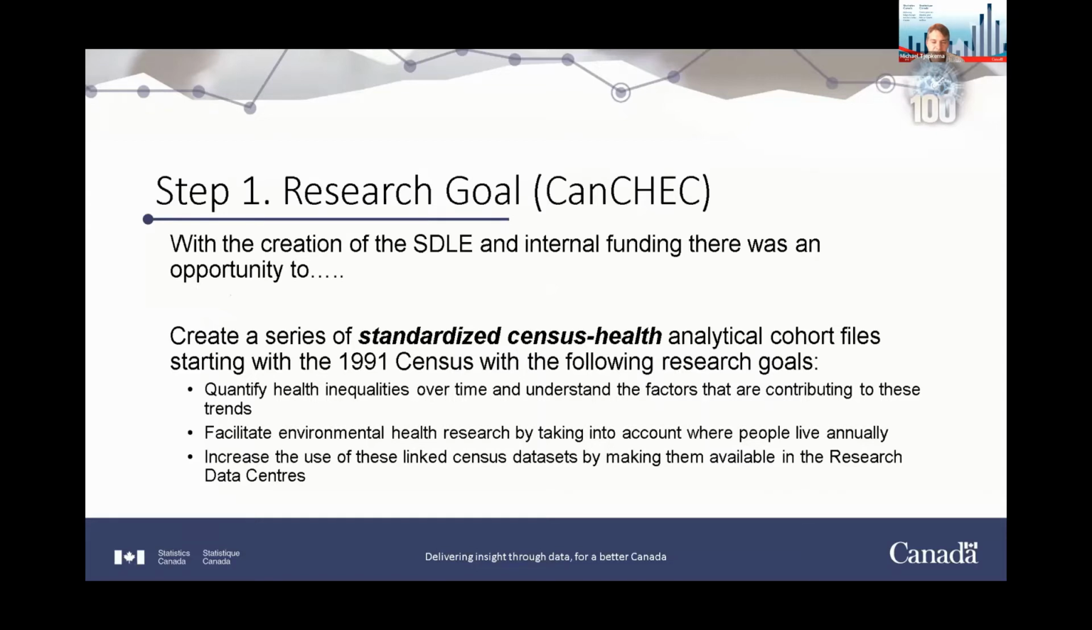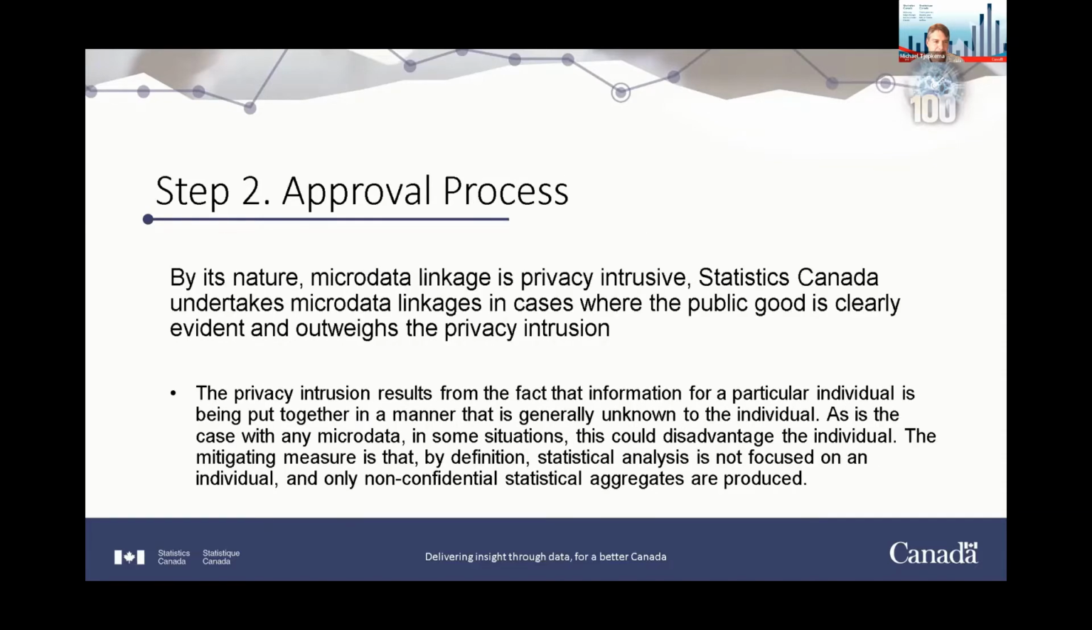And we had three kind of research goals for these cohorts. We wanted to quantify health inequalities over time and understand the factors that are contributing to these trends. We wanted to facilitate environmental health research by taking into account where people live annually. We also wanted to increase the use of these linked census data sets by making them available in the research data centers. So that was step one. So we knew what we wanted to achieve. So then we had to put this on paper.